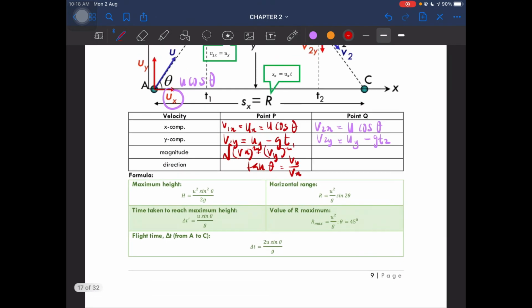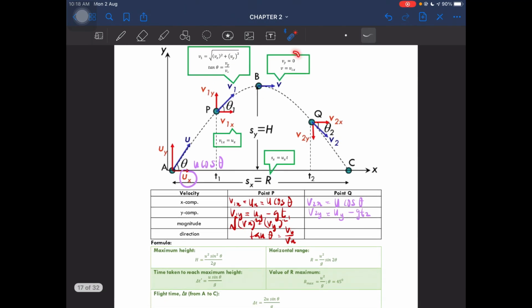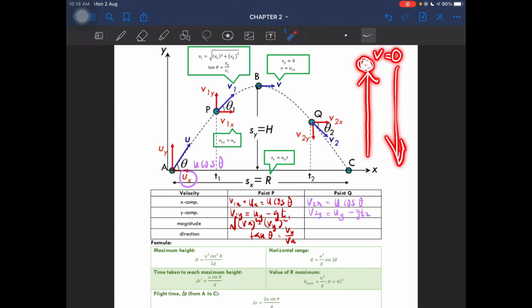These are some of the formulas which are used to calculate maximum height, time taken to reach maximum height, flight time, horizontal range, and the maximum range. Maximum height happens when the velocity in y is equal to 0. Usually when we throw a ball, it stops at a certain point, right? And then it falls back down. This point is known as its maximum height, in which v is equal to 0.